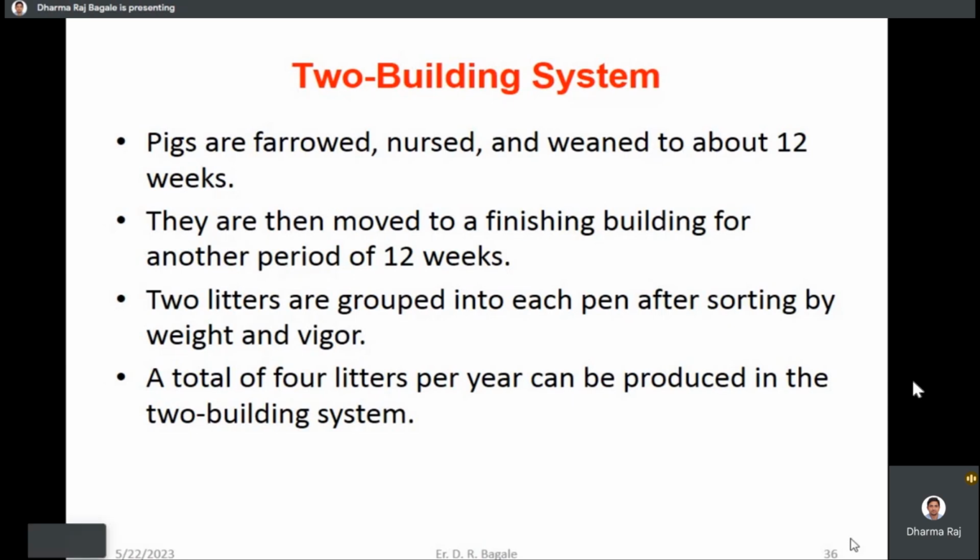Pigs are sorted into each pen by weight and by how fast, how rapidly, they are growing. We can separate these piglets into different categories, and four litters per year can be produced in this building system.